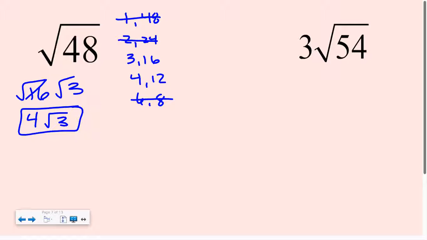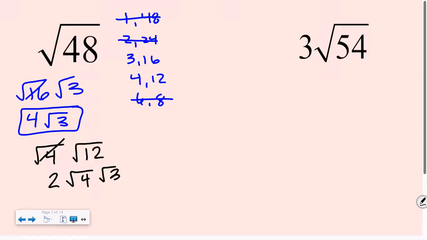If you didn't think of 16 and 3, it's not a common one to think of, and you thought 4 and 12, you should still get to the same answer. 48 can be rewritten as the square root of 4 times the square root of 12. Well, what's the square root of 4? 2. Is there a perfect square that can go into 12? 4. How many times? So I need to rewrite 12 as 4 times 3.